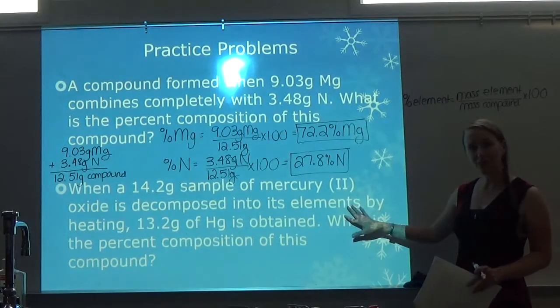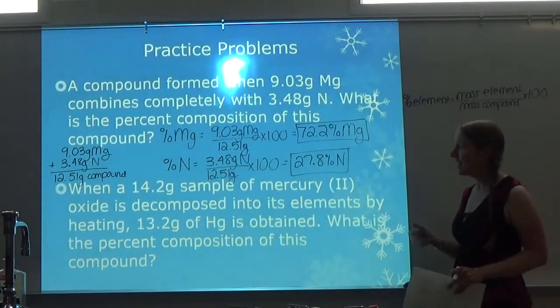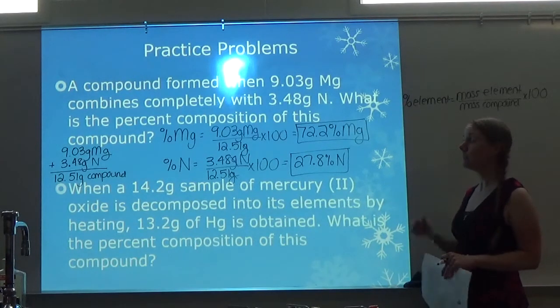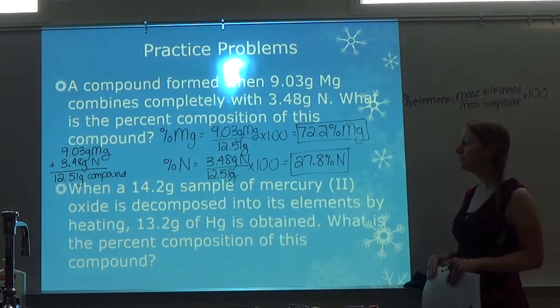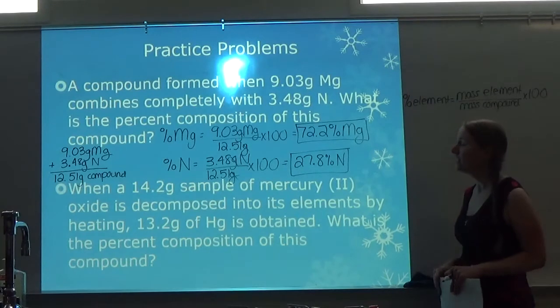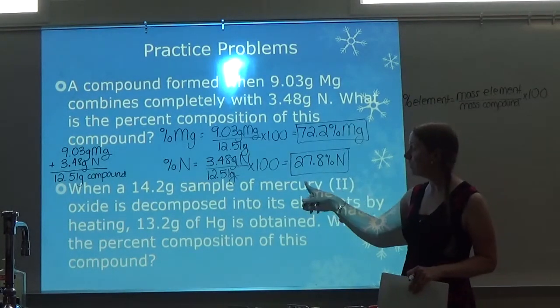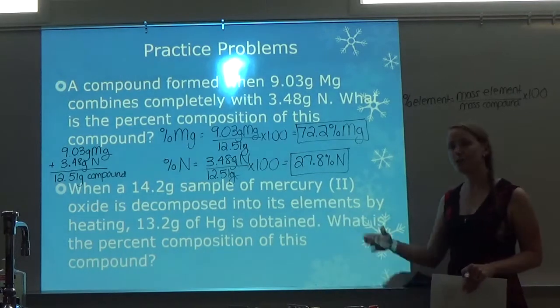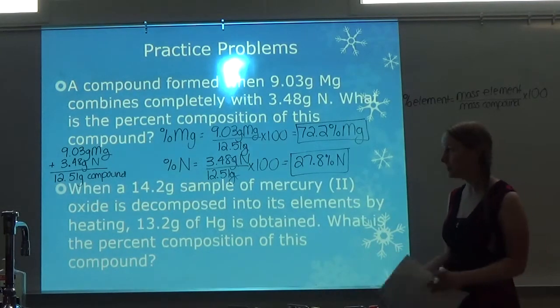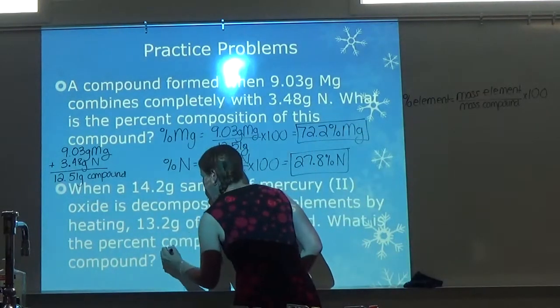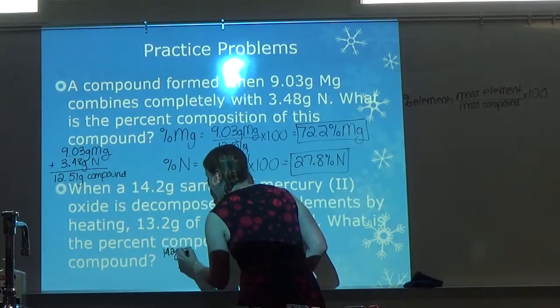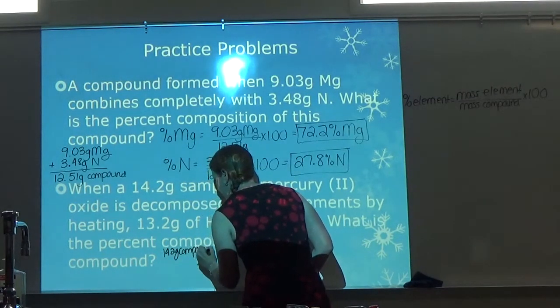All right, so pause the video and try this one. I'll assume you've done that, and now we'll try it together. So it says, when a 14.2 gram sample of mercury(II) oxide. So this time it gave me the name of the compound. Now I know this is a compound because it has mercury and oxygen. It's mercury(II) oxide, so that's a compound. So I have 14.2 grams of my whole compound.